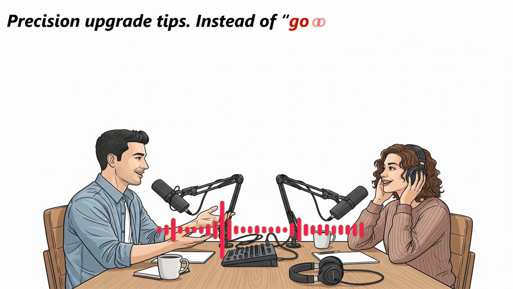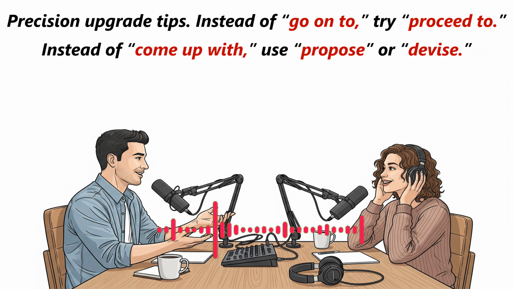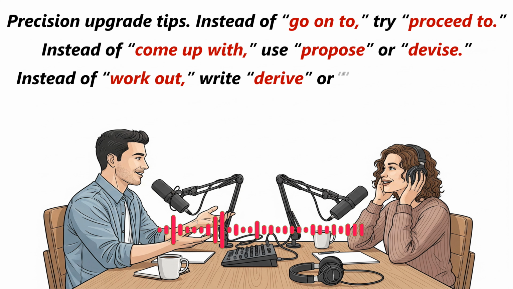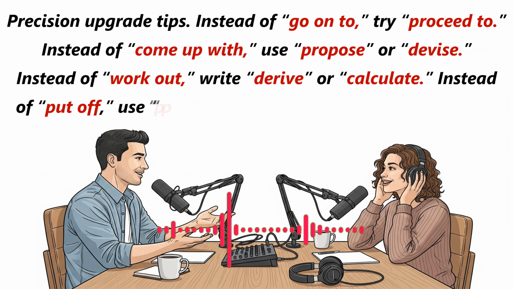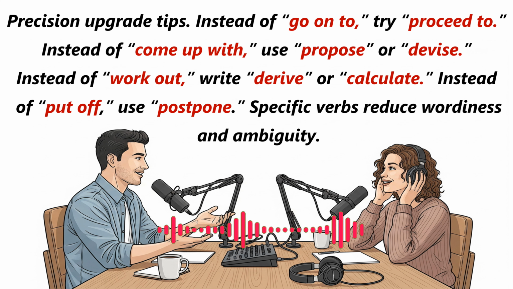Precision upgrade tips. Instead of go on to, try proceed to. Instead of come up with, use propose or devise. Instead of work out, write derive or calculate. Instead of put off, use postpone. Specific verbs reduce wordiness and ambiguity.